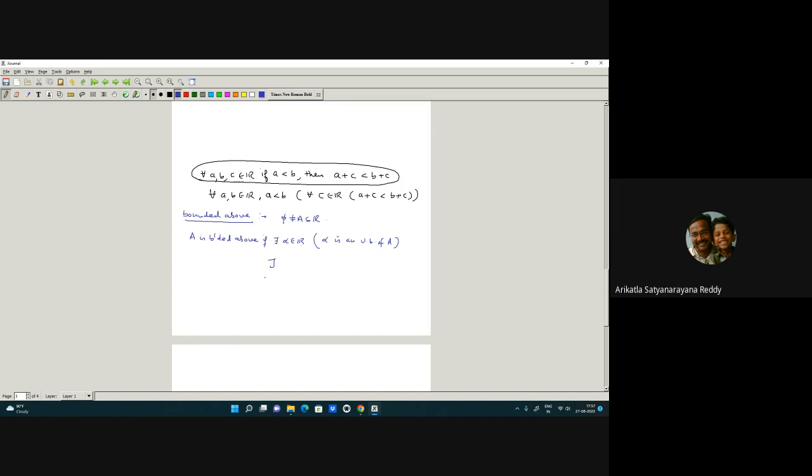Ashish, can you go fast? Tell us everything. Let A be a non-empty set in R. Then A is said to be bounded above in R if there exists U belongs to R which is an upper bound of A. That is, there exists alpha belongs to R such that for all X belongs to A, alpha is greater than or equal to X, or X is less than or equal to alpha. Okay, good.